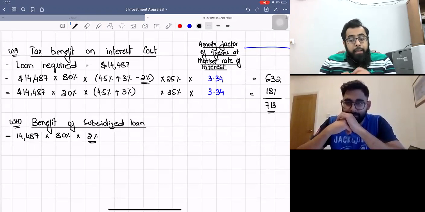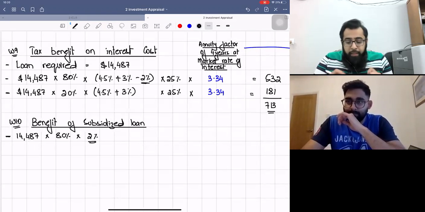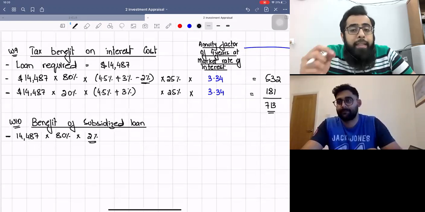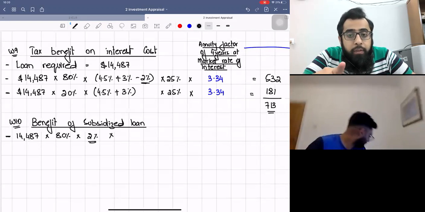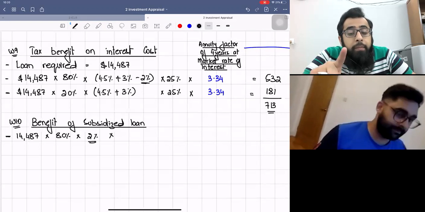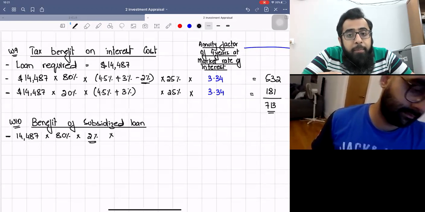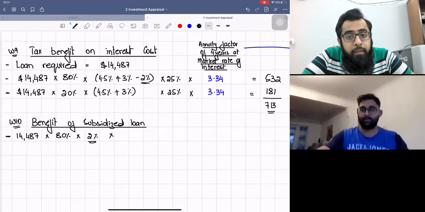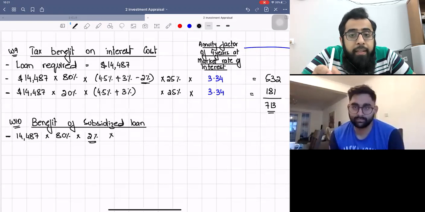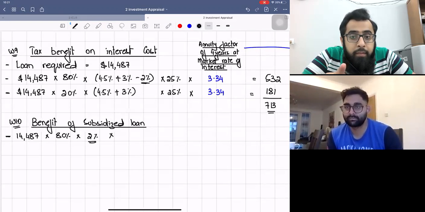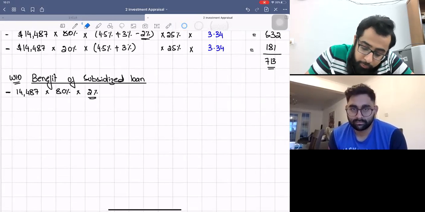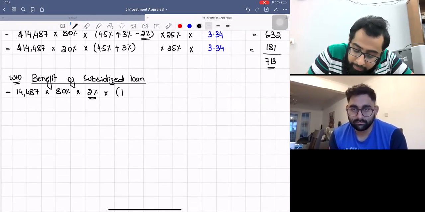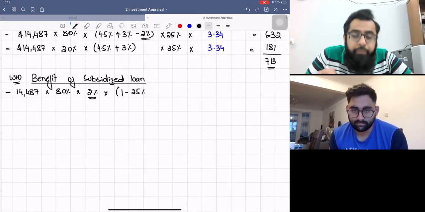Now, one more thing: you are getting a 2% lesser rate on the subsidized loan, which means 2% lesser interest expense. So this means 2% lesser tax impact also. So make it 1 minus 25%.